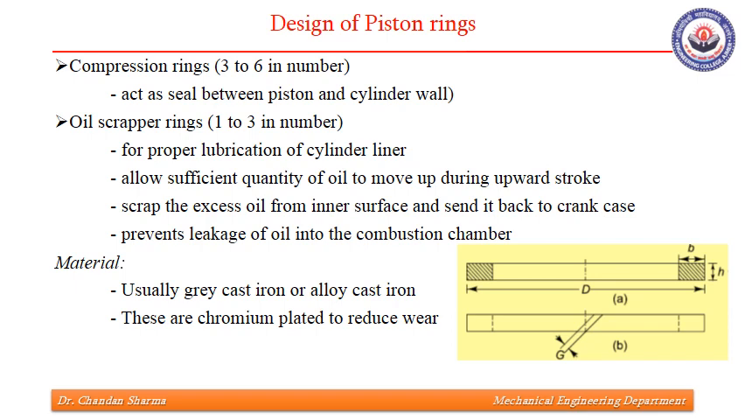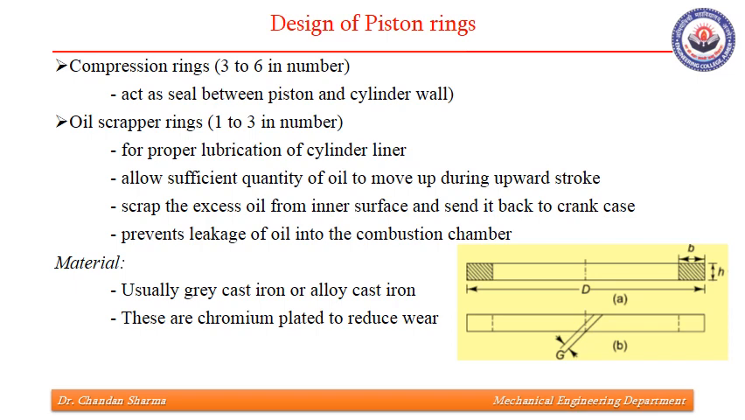They also allow sufficient quantity of oil to move up during upward stroke. They scrape the excess oil from inner surface and send it back to the crankcase. They also prevent leakage of oil into the combustion chamber. So both the types of rings, that is compression rings and oil scraper ring, have a specific purpose. They don't allow entry of oil into the combustion chamber, and at the same time they help in reducing friction by properly lubricating the cylinder walls.